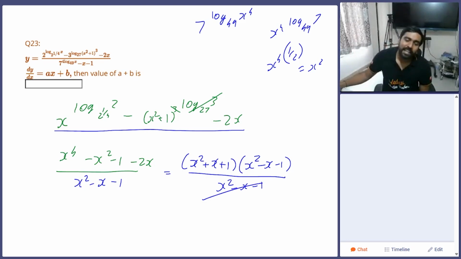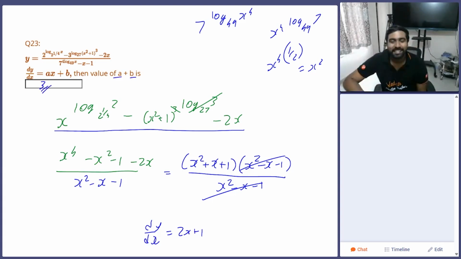So now what can I say? I can directly just cancel the two of them and I need to find the derivative of x square plus x plus 1. What is the derivative? It's 2x plus 1. So a is 2, b is 1, 2 plus 1 will be equal to 3. Okay? Straightforward. A little bit of properties of log, and one important factorization of x power 4 minus x square minus 2x minus 1. That's the important funda you have to use over here.